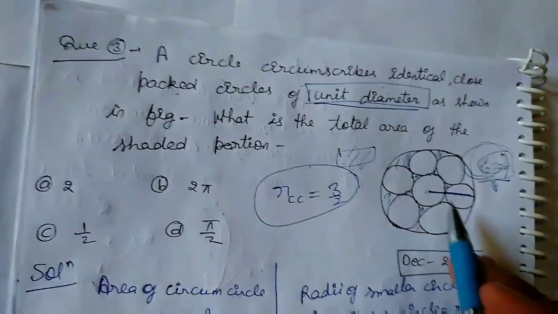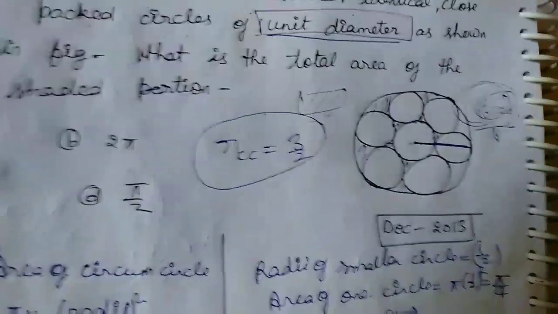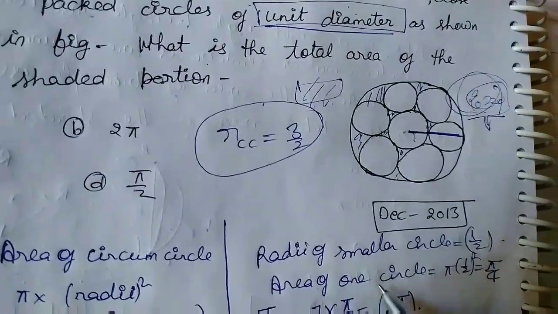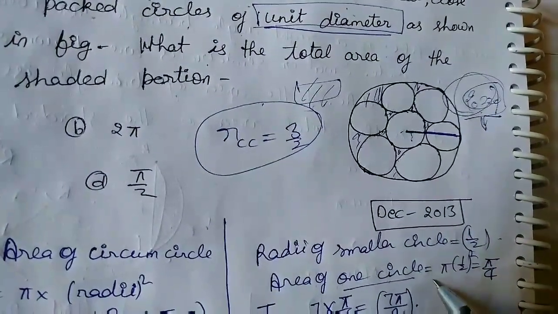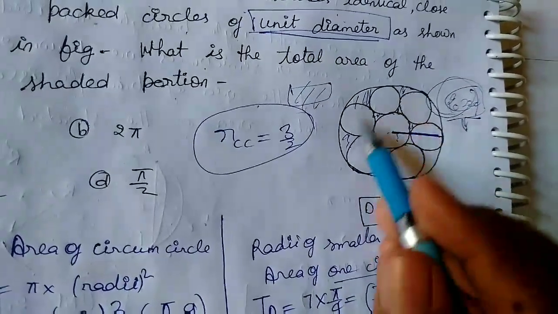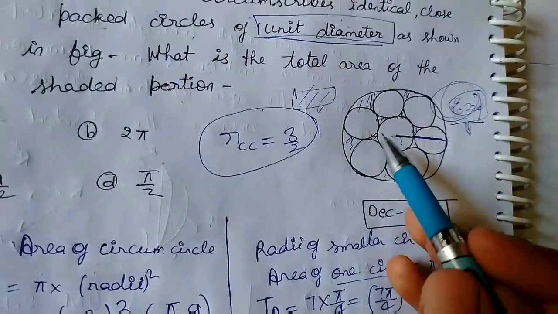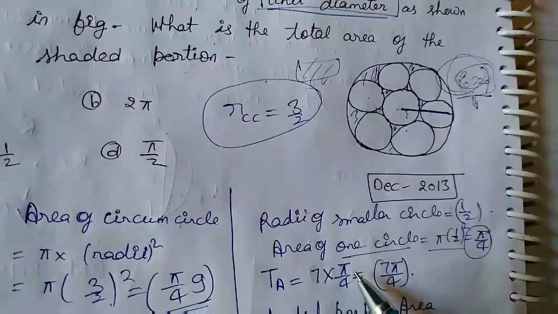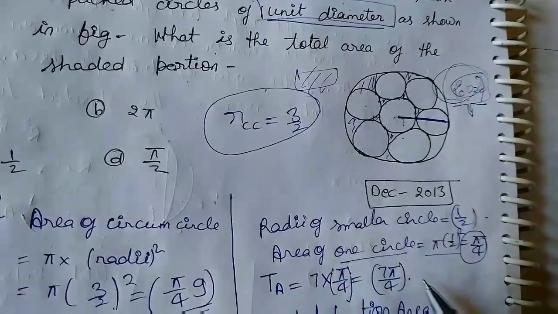So to calculate the area of these smaller circles, we will just calculate the radius, and the radius is half of this unit diameter, that is half. So the area of one smaller circle is pi r square, that is pi by 4, half square, and the total area of these smaller circles will be just multiplication by 7, because there are 7 smaller circles, so 7 into the area of one smaller circle, that is pi by 4, 7 pi by 4.